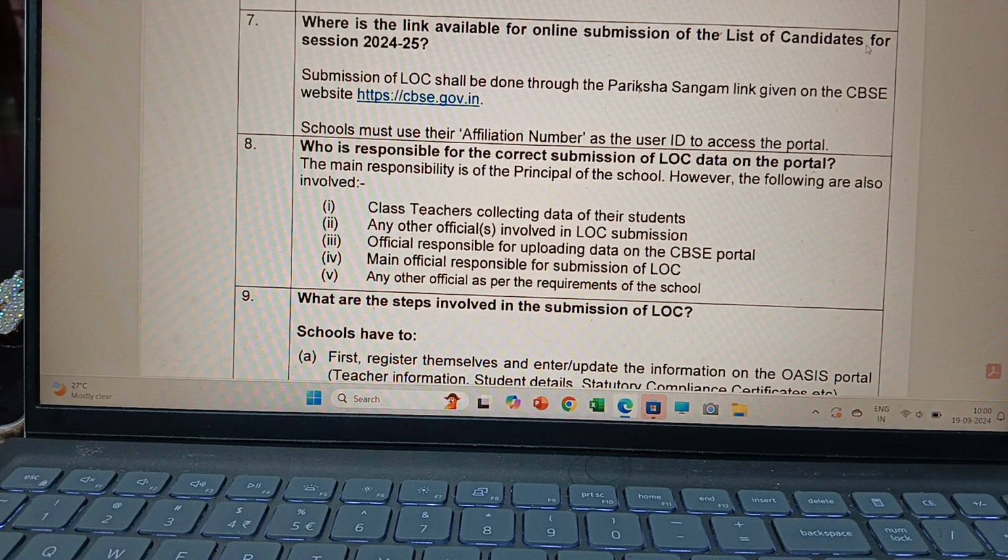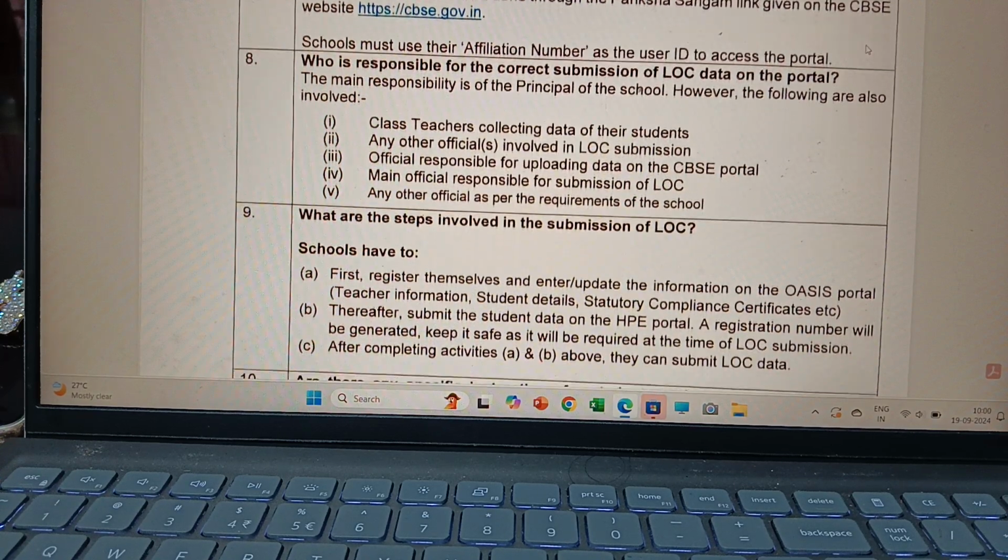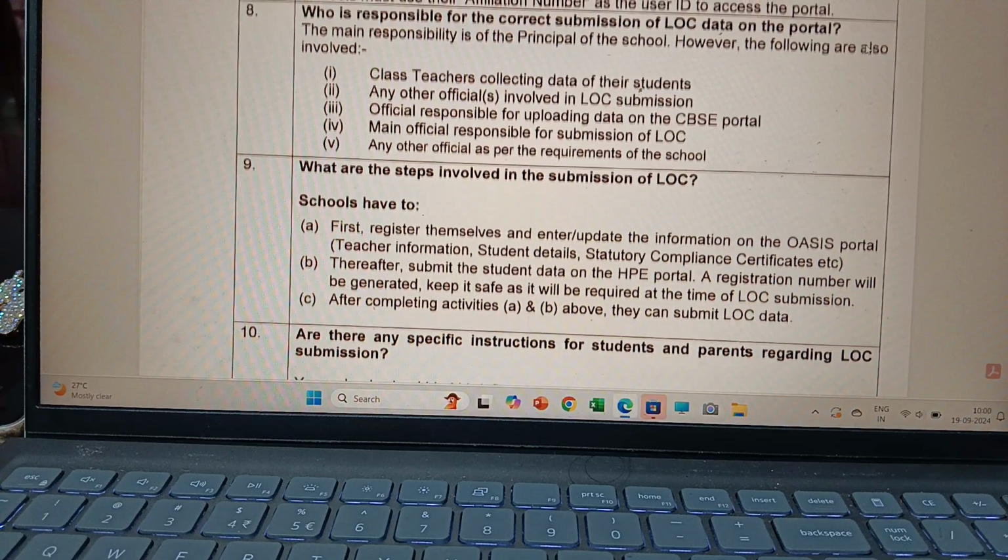Who is responsible for the correct submission of LOC data on the portal? The main responsibility is the principal of the school. However, the following are also involved: class teachers collecting data of their students, any other officials involved in LOC submission, the official responsible for uploading data on the CBSE portal, the main official responsible for submission of LOC, and any other official as per the requirements of the schools. They are responsible for the submission of correct data.